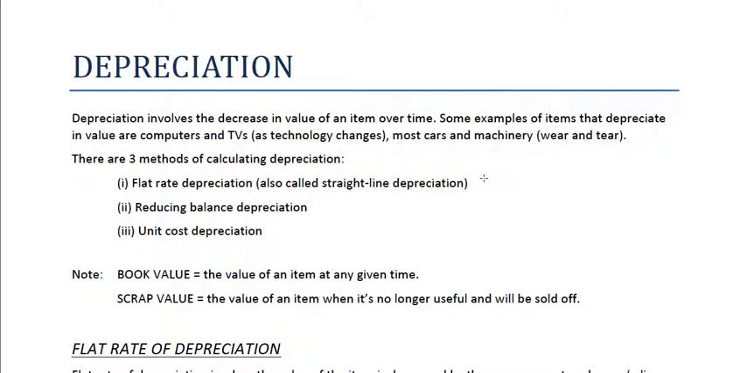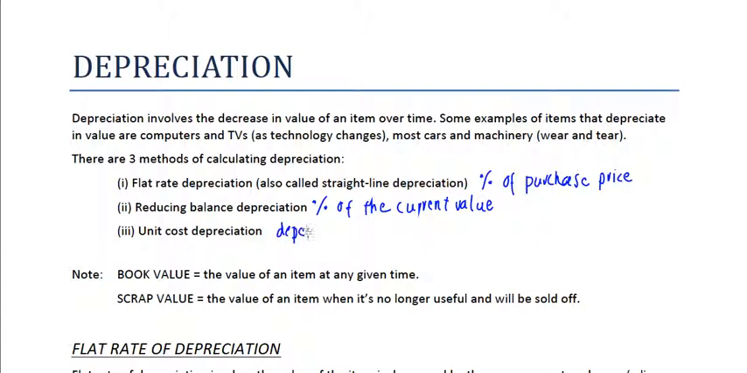The flat rate of depreciation is a percentage of the purchase price of the item that is depreciating, whereas reducing balance is the percentage of the current value. And so obviously that current value is decreasing over time. Unit cost depreciation is a little bit different. This is looking at the depreciation depending on how much the item has been used, so depending on the use of an item.